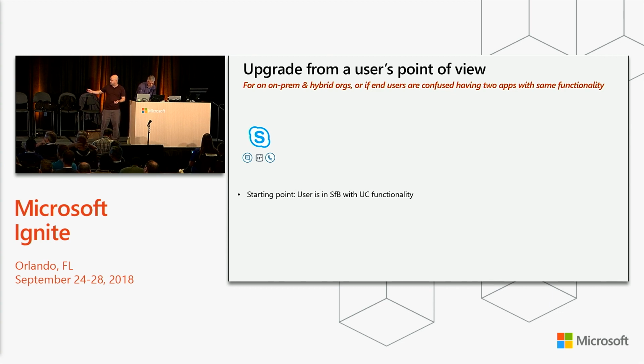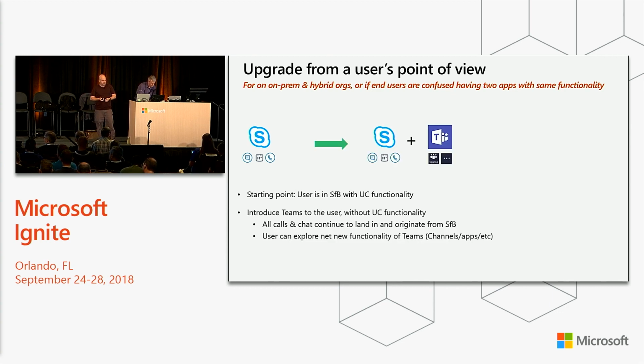So you start out with Skype. That's what you have today. Then, here's the change. You add in Teams, but you add it without the UC functionality. And so nothing has changed from a Skype perspective for this particular user. They're doing Skype as they've always done it, but they now have some stuff that's brand new that they never had before. They have the Teams and channels. They can do the group collab stuff. They can do the file sharing. If there are apps that are plugged into Teams, they can go use that.